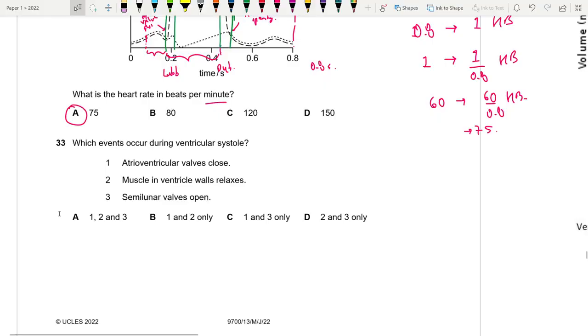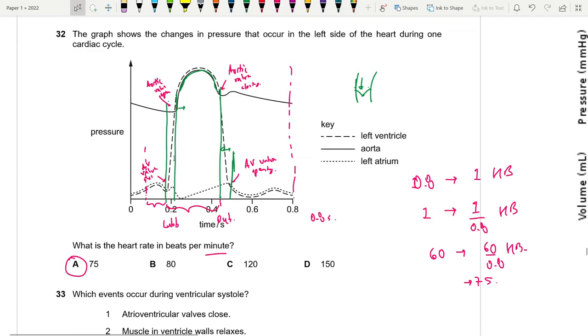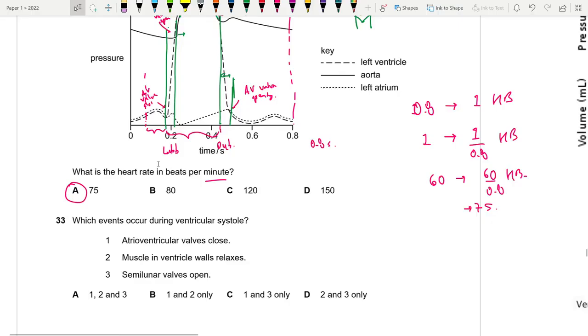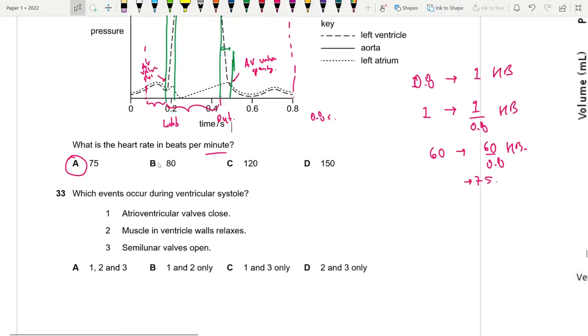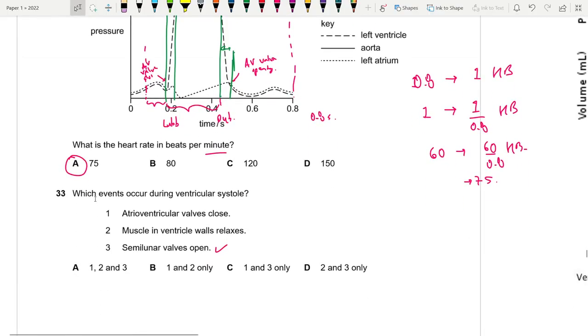Which events occur during ventricular systole? Great. Basically, during ventricular systole, the semilunar, the aortic valves, clearly open. The semilunar valves open. The atrioventricular valves... it has to be, okay, 3 is correct for sure. So any option without 3 is wrong. The muscles in the ventricle valves relax. That doesn't make sense, right? It's a contraction. So 2 is wrong. It can't be 2. So the option is C.